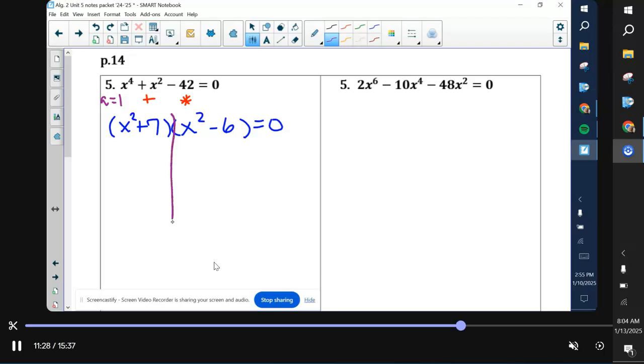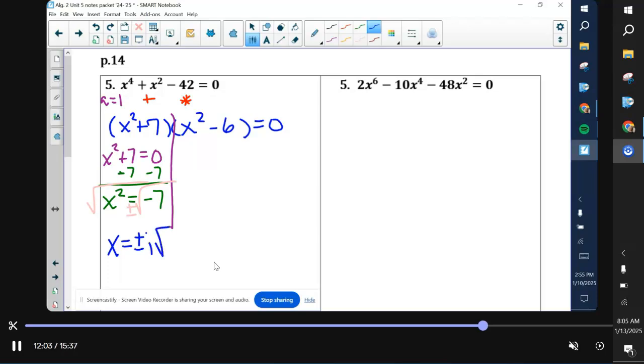Now I've gotten each of my factors down to quadratics. Notice x squared plus 7 equals 0. I don't have a b term, so I can just solve using square roots. So I can subtract 7 from both sides. So x squared equals negative 7. I get rid of the squared by square rooting. Don't forget the plus or minus. Do not owe Miss K $1. So then I have x equals plus or minus. The negative comes out as an i, and then I can't do anything to simplify the square root of 7. So it just says plus or minus i square root 7.